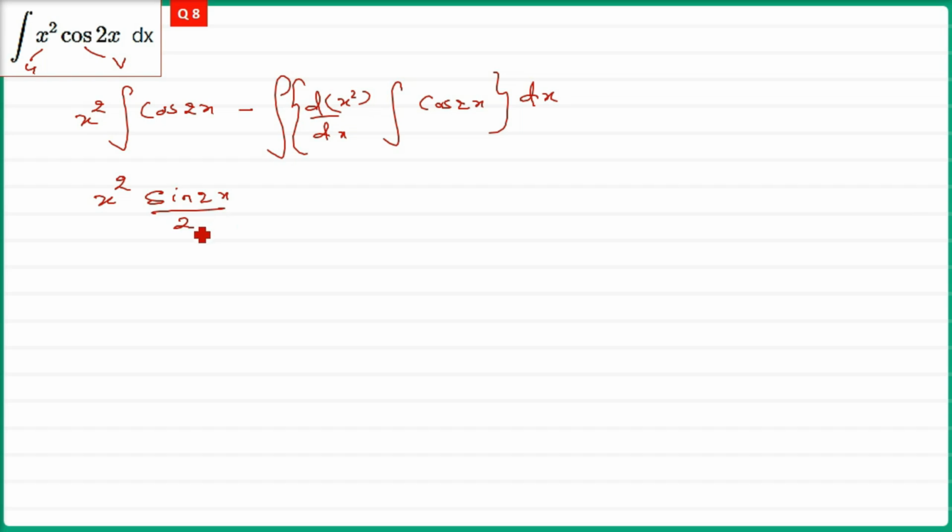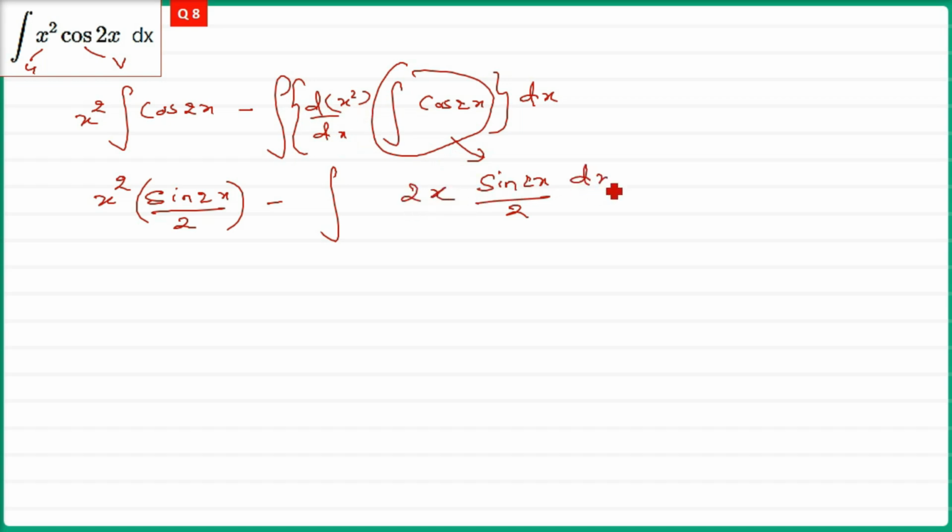So 2 comes in the denominator, minus integration. Now this sin 2x by 2 is the result of the integration of cos 2x, so you don't have to integrate it again. So just write sin 2x by 2 in place of integration of cos 2x, which was done earlier. X square differentiation is 2x, so this is a separate entity now. 2 gets cancelled. You have to integrate x sin 2x separately.